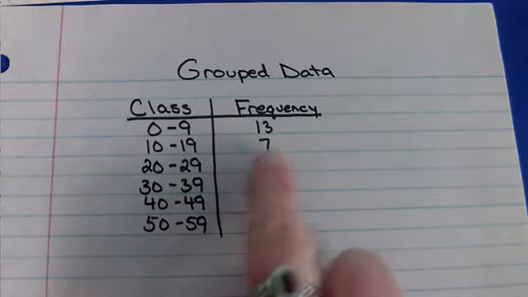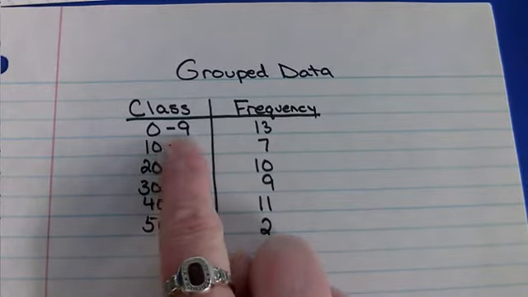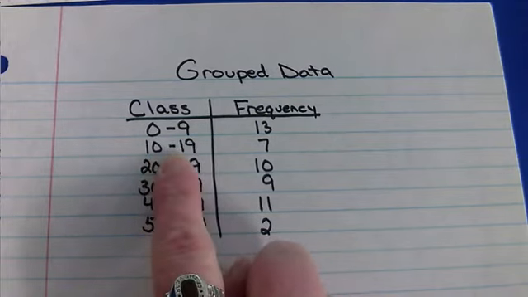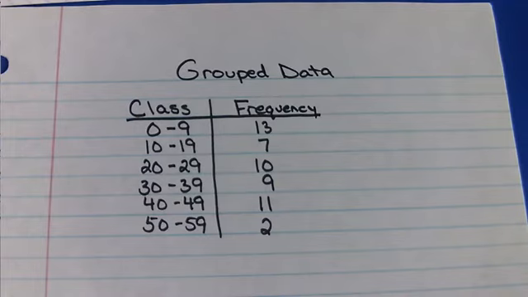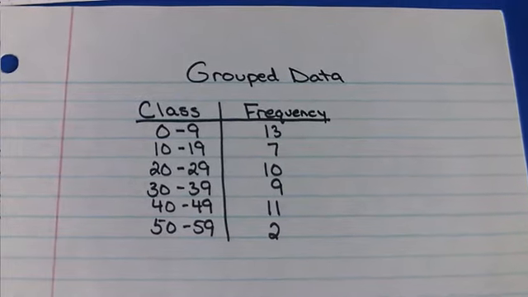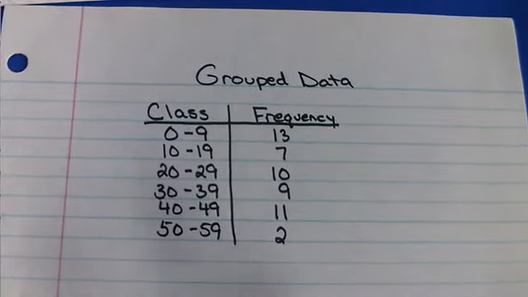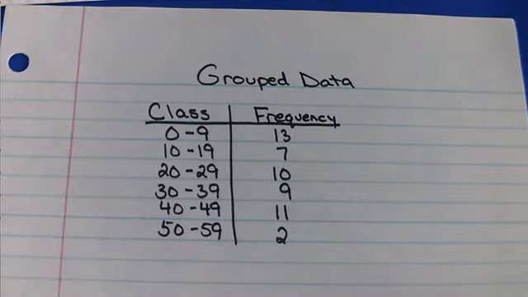So that means there's 13 values in this class, 7 values in this class, 10 values in this class. So somebody had gone through and counted all the values. Well, if I was being asked to find the mean, standard deviation, all of those things, let's think about how I would do it.